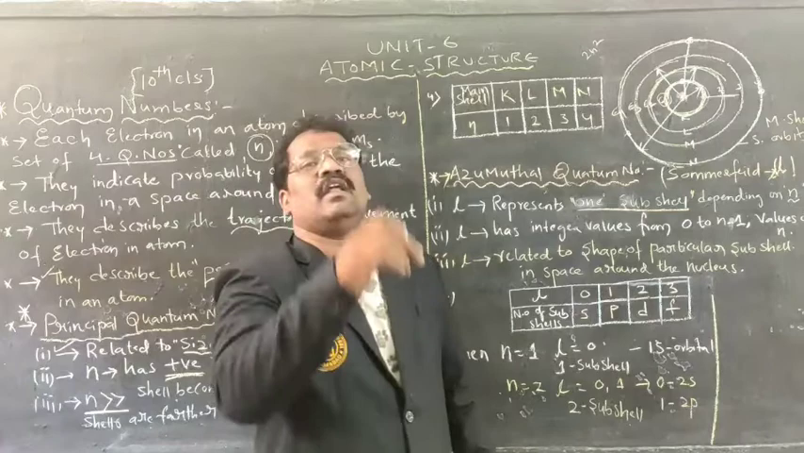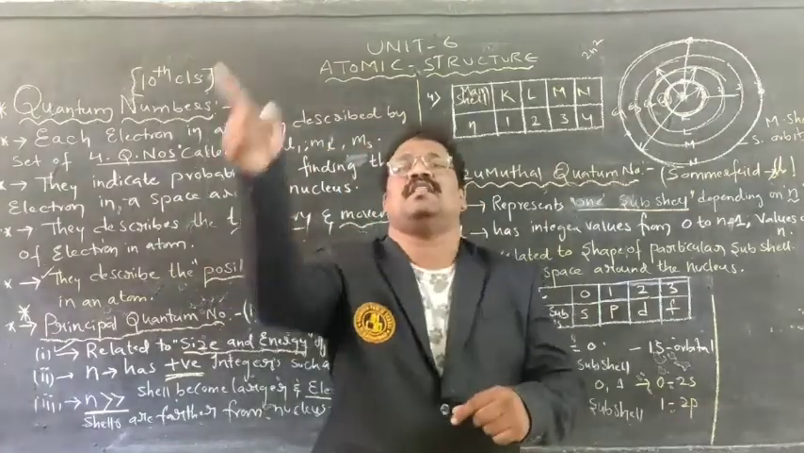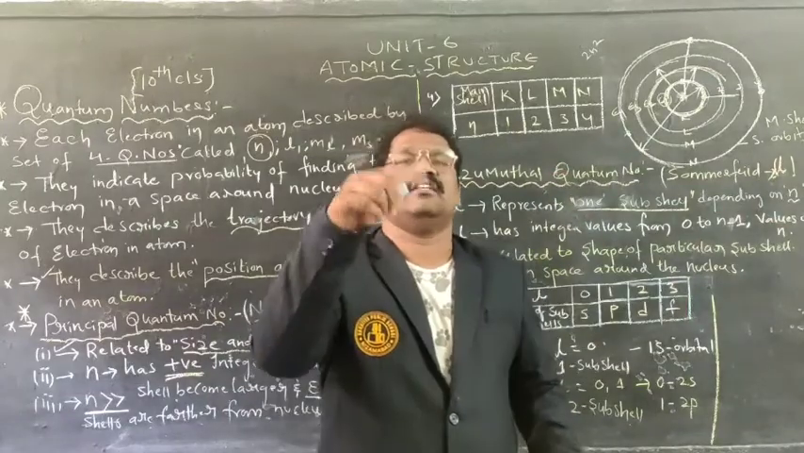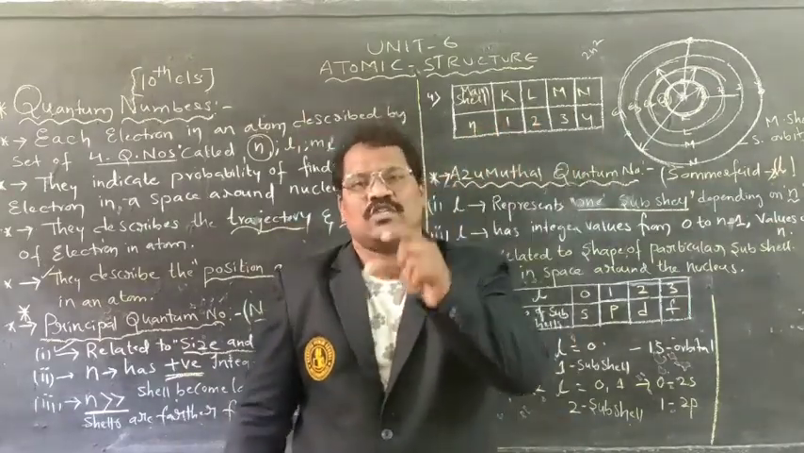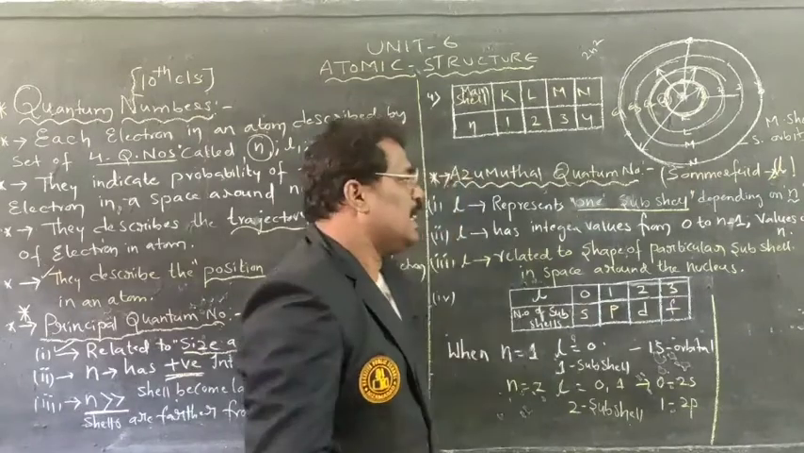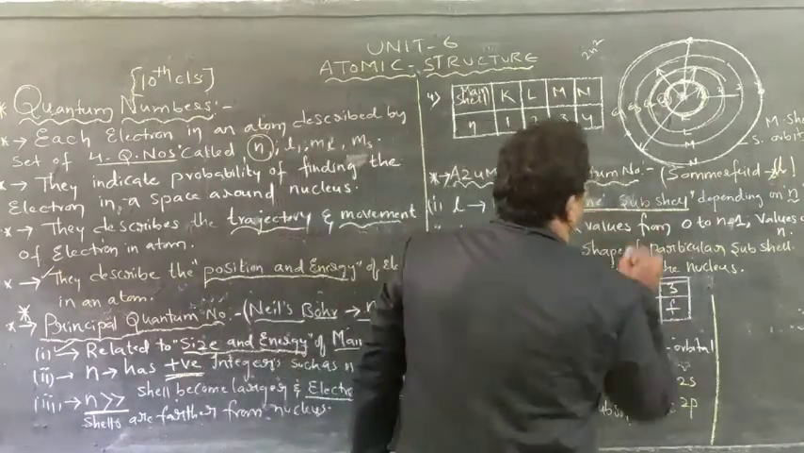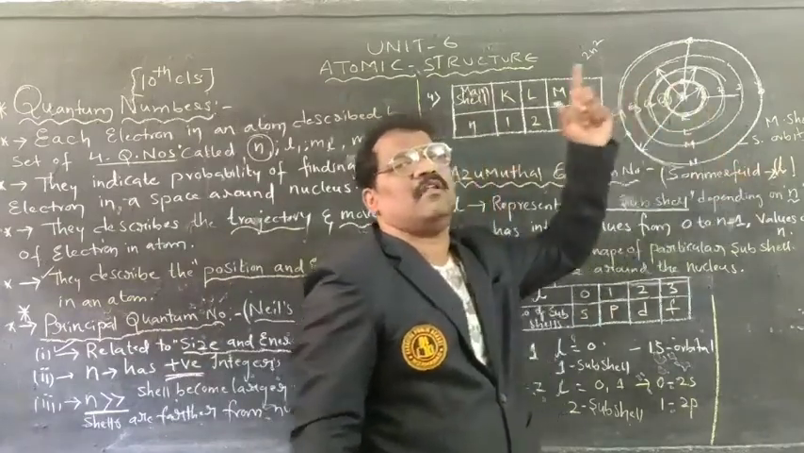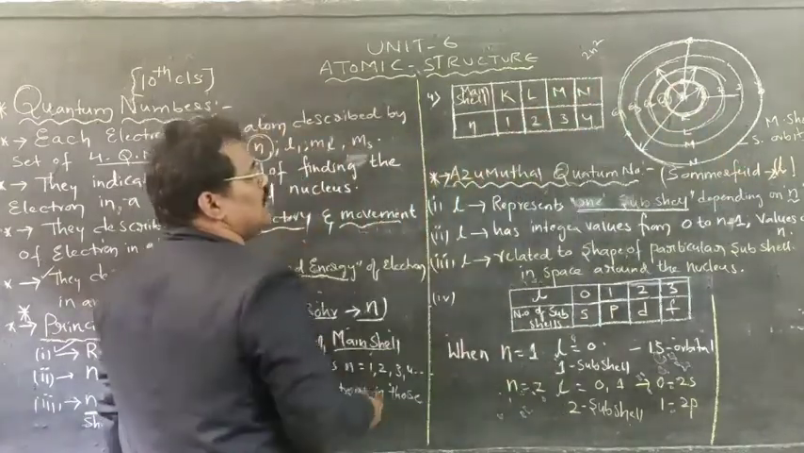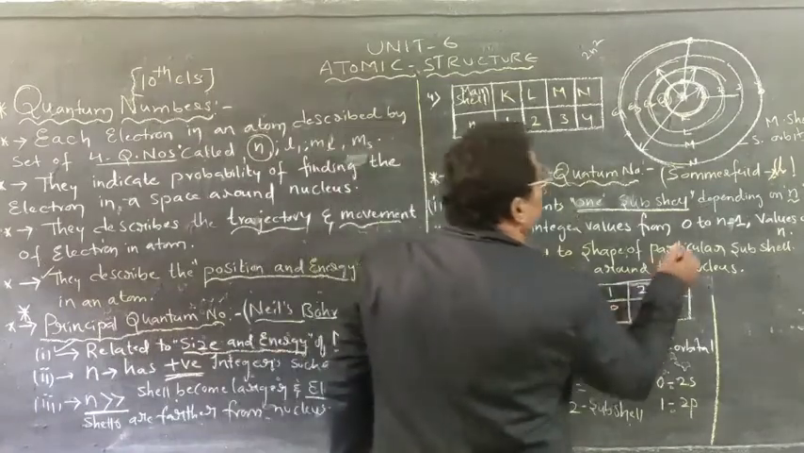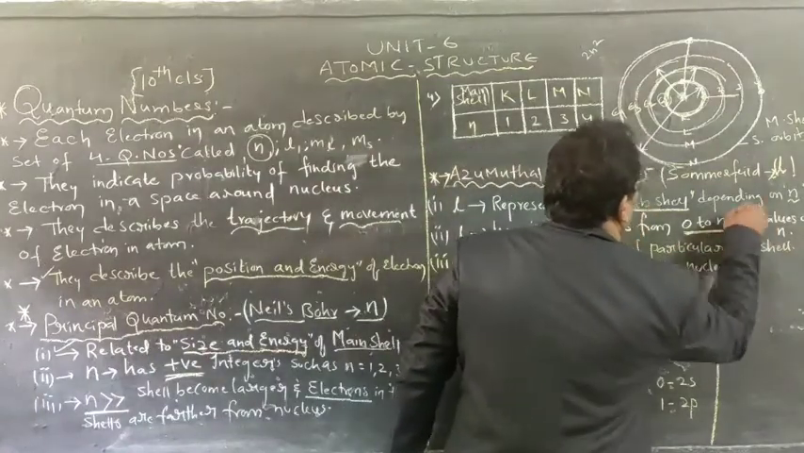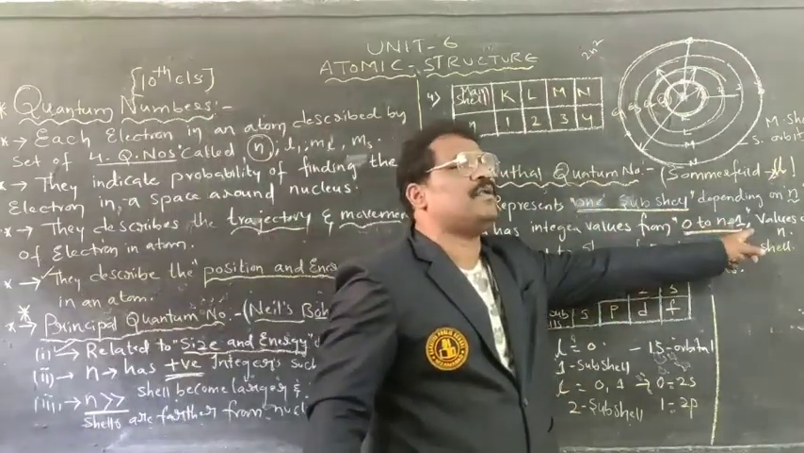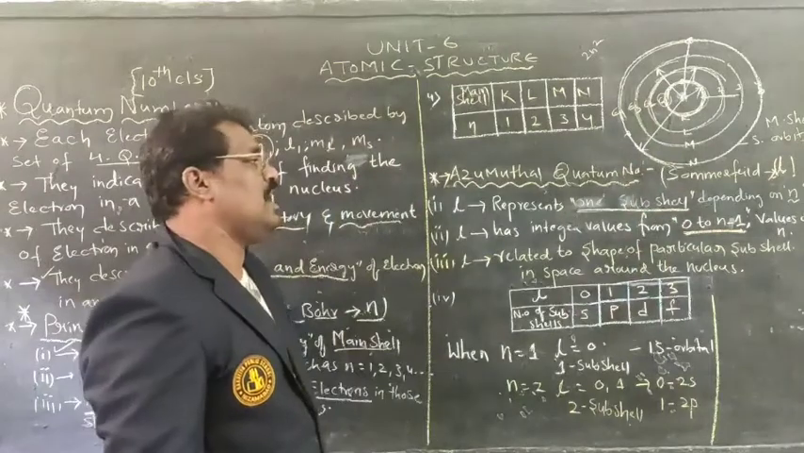If n is equal to 1, l is equal to 0, only one subshell, that is spherical, 1s. Similarly, n equal to 2 means l is equal to 0, 1, so two subshells are there. Therefore, l represents the subshell of the atom depending upon the value of n. Not only that, l will have integer values 1 less than the principal quantum number.